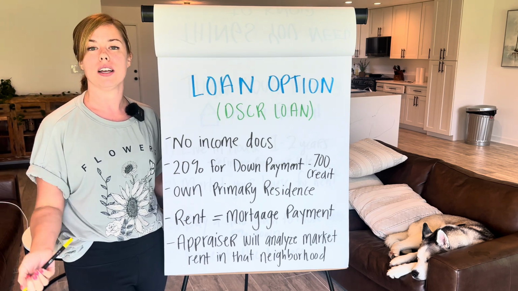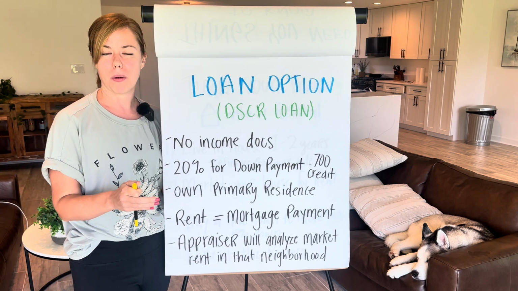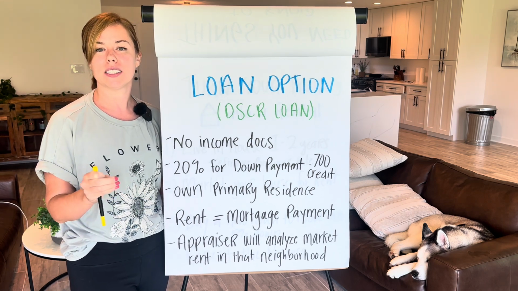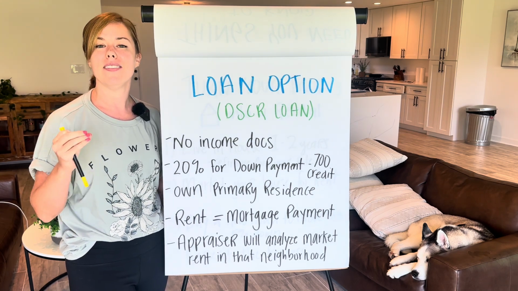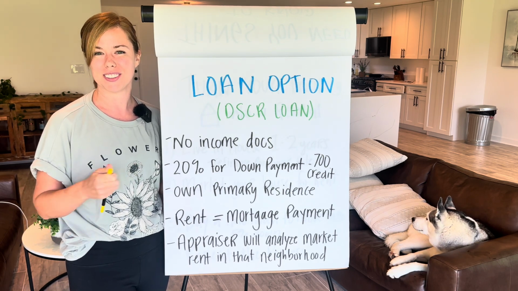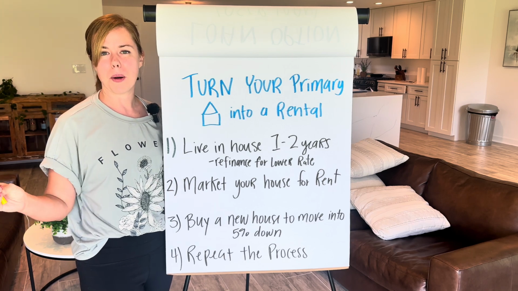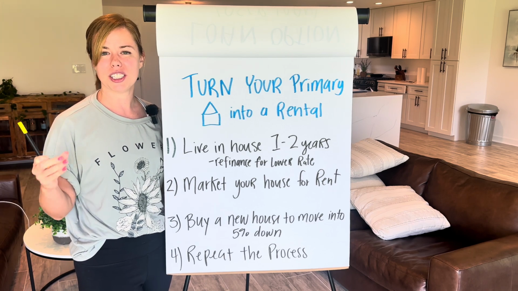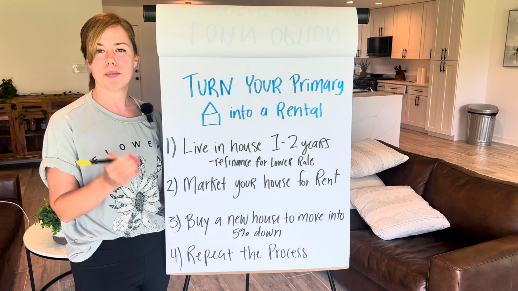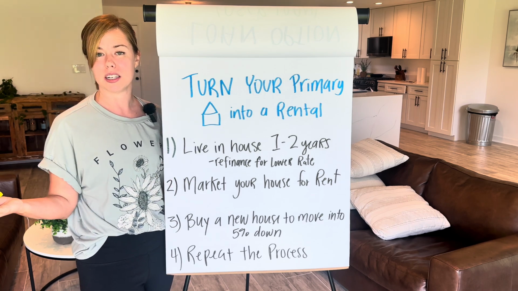And how they do it is, once you're under contract, they have an appraiser go out to the property. They will analyze the market rent in that area, and that's how they come up with the rental income for that house. So this second strategy is turning your primary residence into a rental property, and this is a good strategy if you don't have 20% to put down on an investment property. This is a good way around it, and also this is what I did personally.